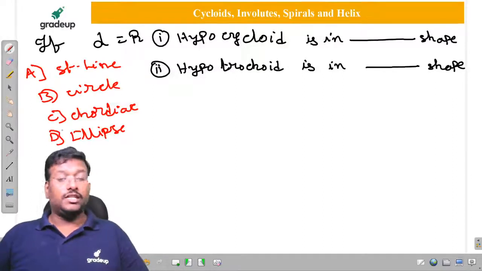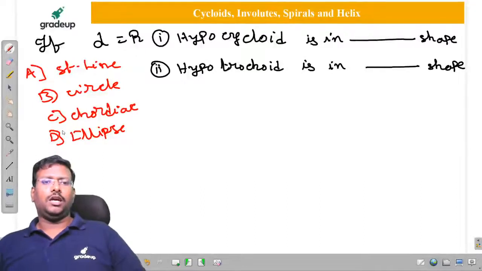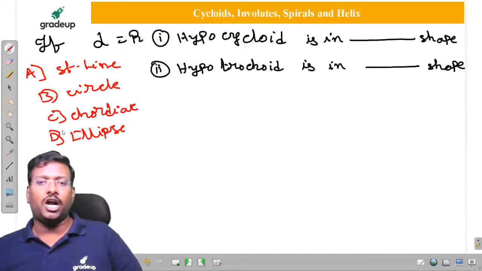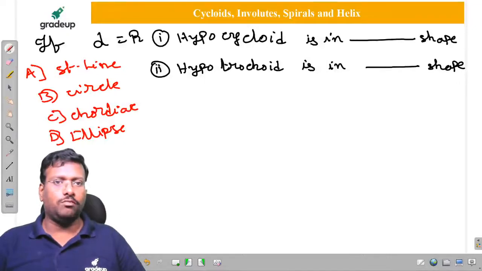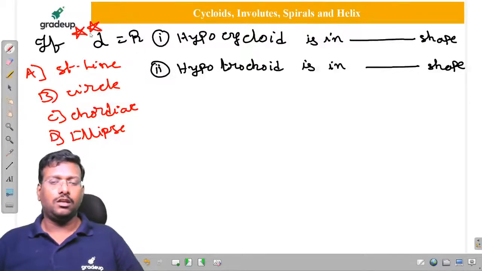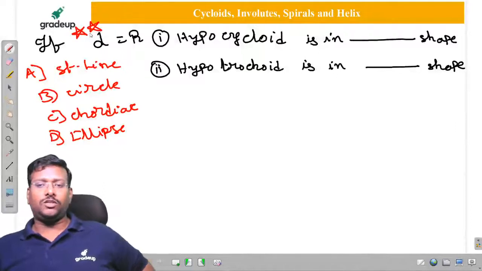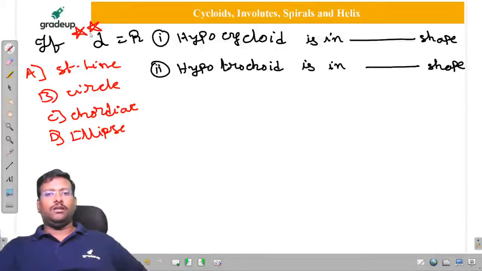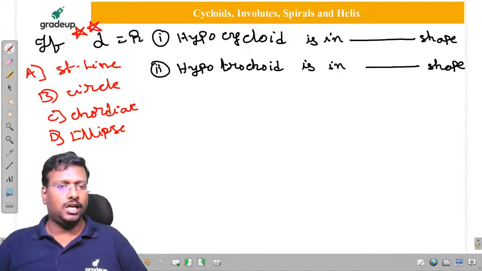Can anyone give the answer for this? How many people have drawn this one? Maybe the majority can draw it. It is one of the pet questions from the university point of view. Remember, we got this question in the previous Engineering Services examination. For the first one, is it an ellipse, or is the second one an ellipse, my dear? Twinkle, is hypotrochoid an ellipse or is hypocycloid an ellipse? I need the answer for this.